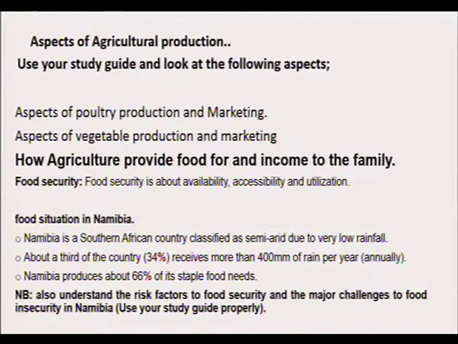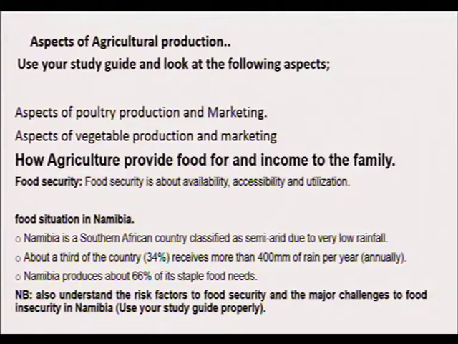This is the most important aspect in agriculture, and it also contributes to local economies. For example, how does vegetable production contribute to our local economy? As you can see, a lot of the time we have street vendors selling fresh vegetables, for example fresh tomatoes, onions or spinach. So look at this subject very closely: vegetable production and marketing.